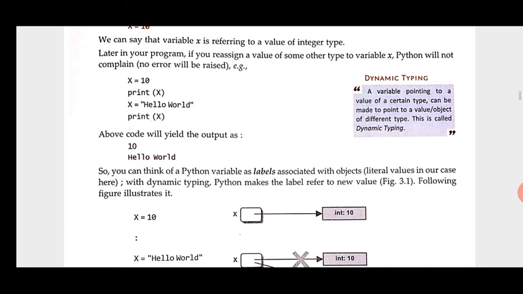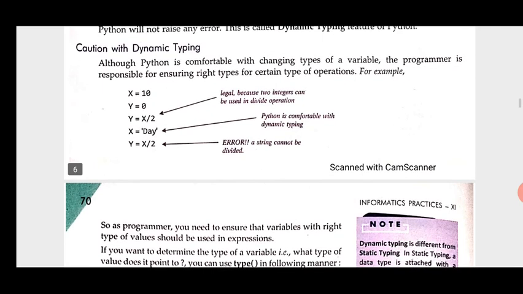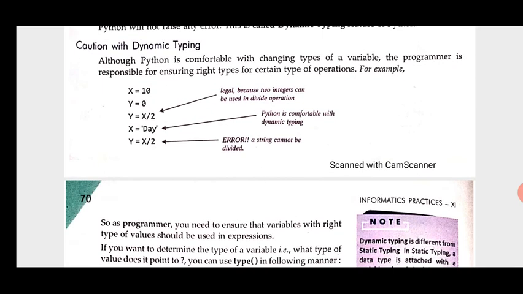So what caution is needed with dynamic typing? Just see: x is equal to 10, y is equal to 0, again y is equal to x divided by 2, till here it is right. x is equal to "day", it is also right. Then y is equal to x divided by 2. So this is an error. We cannot do string and integer operations. We cannot do such a type of operation.